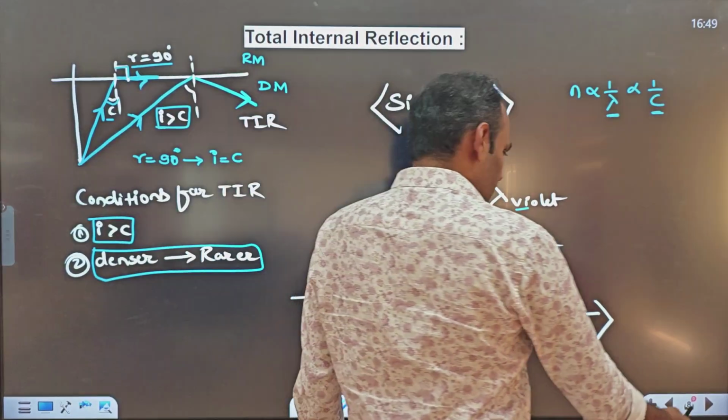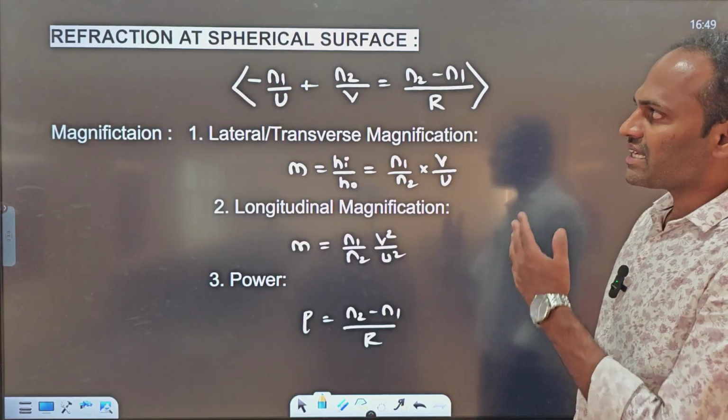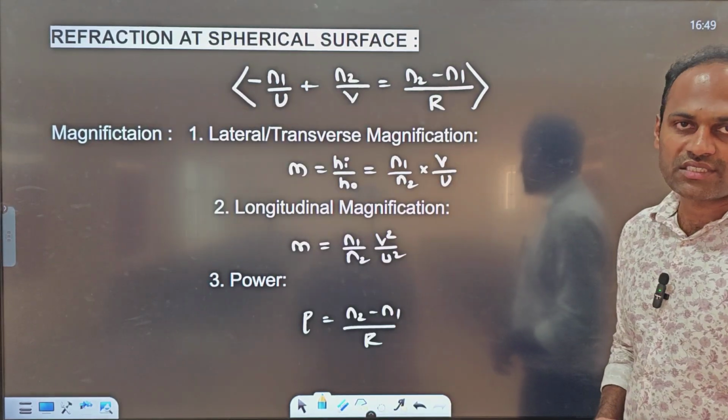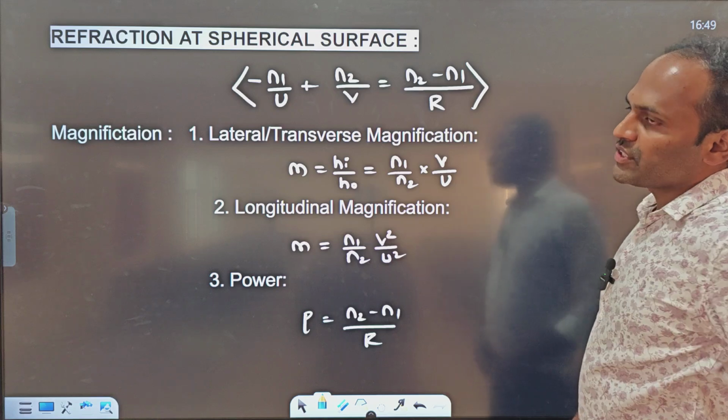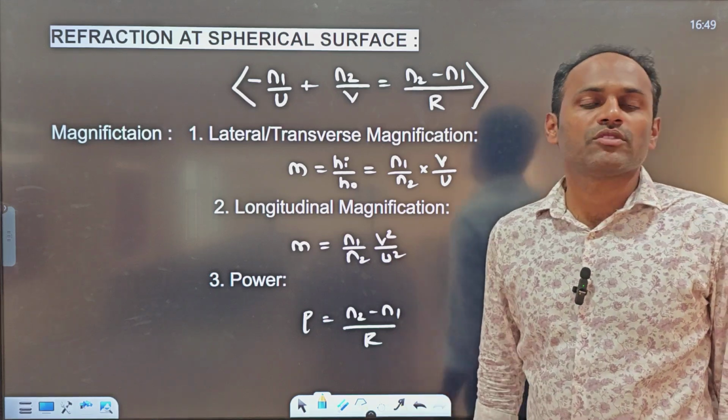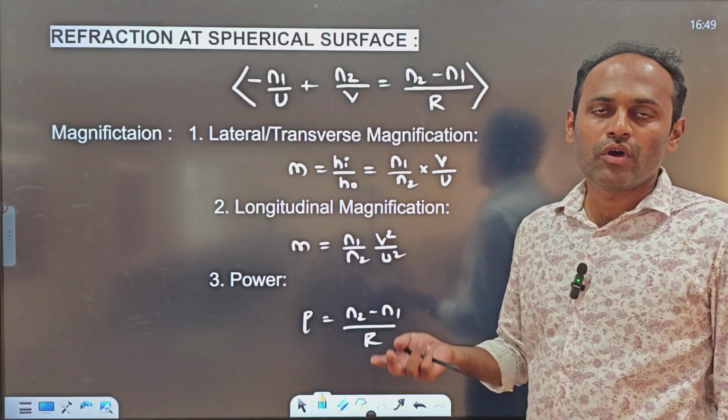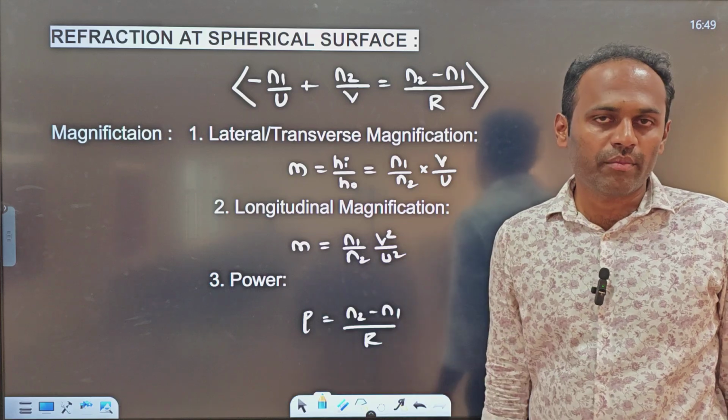Okay, we'll go for the next concept then. So next concept is refraction at spherical surface. For refraction at a spherical surface, there will be two mediums, one is rarer medium, another one is denser medium. Object will be in rarer, image will form in denser.